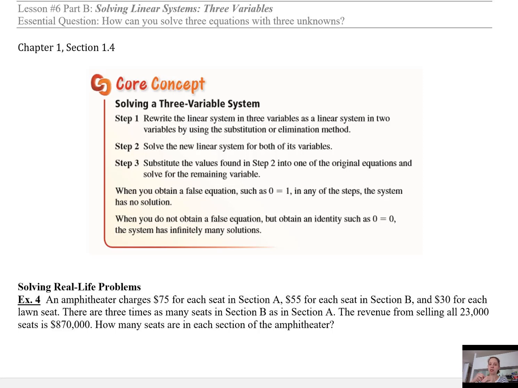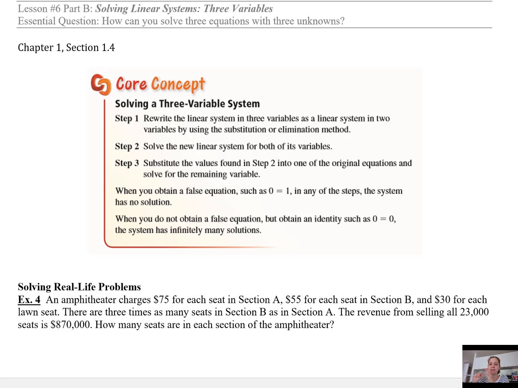Once we have these 3 equations and 3 unknowns, the steps that we do are: Step 1, we rewrite the linear system in 3 variables as a linear system in 2 variables by using the substitution or elimination method. Step 2, we solve the new linear system for both of its variables. And step 3, we substitute the values found in step 2 into one of the original equations and solve for the remaining variable. When you start with 3 unknowns, by the end you need to have solved for the 3 unknowns.